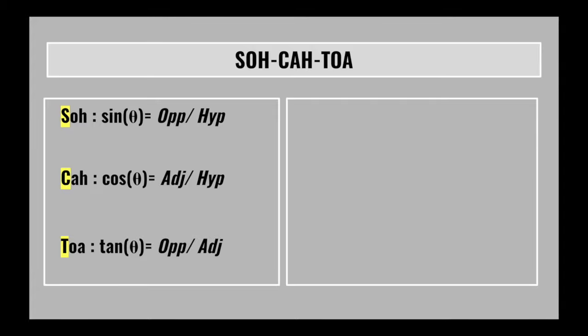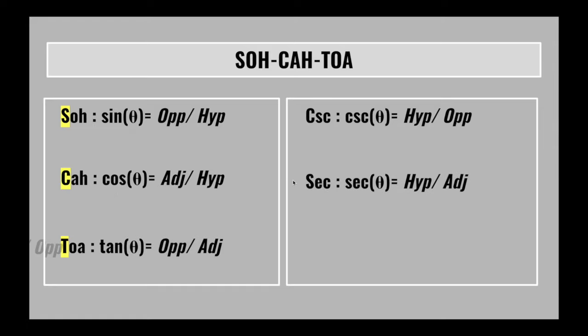With this, we are able to figure out the reciprocal version of the functions. Knowing that the reciprocal is the flipped version of the original, we can conclude that sine is opposite over hypotenuse. Then cosecant is the hypotenuse over opposite. Same with the other two. Secant is hypotenuse over adjacent, while cotangent is adjacent over opposite.